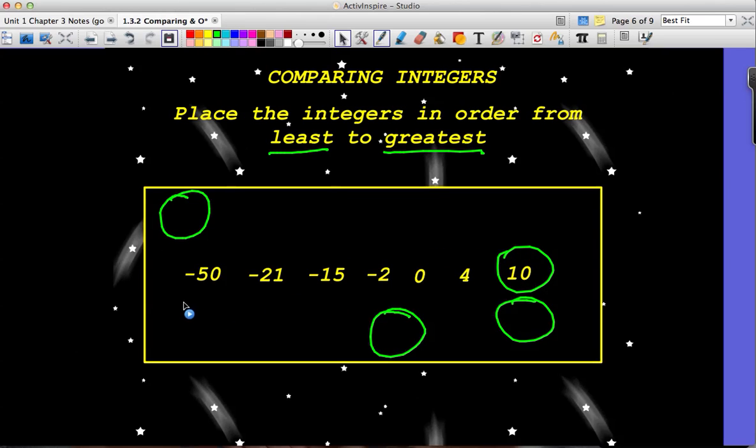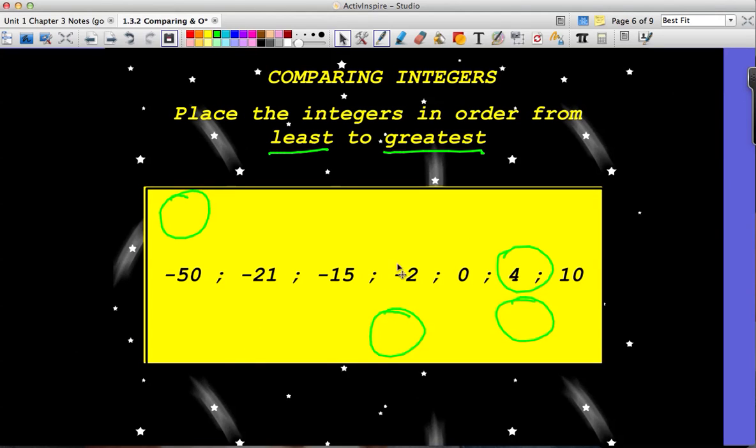So really what you're doing when you're putting numbers in order from least to greatest or greatest to least is you're looking at the number line. If I have my number line the way we typically see it, least to greatest, I'm just making a number line. If I'm going greatest to least, I can make a number line, but then I just have to flip it. So let's check our answer. In this case, we are correct. Negative 50, negative 21, negative 15, negative 2, 0, 4, and 10.